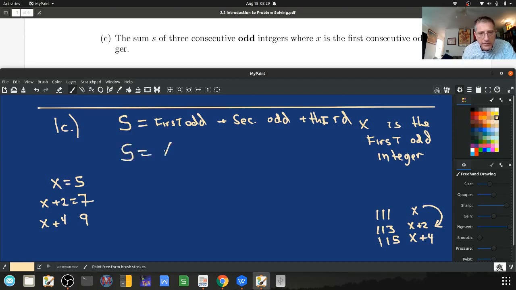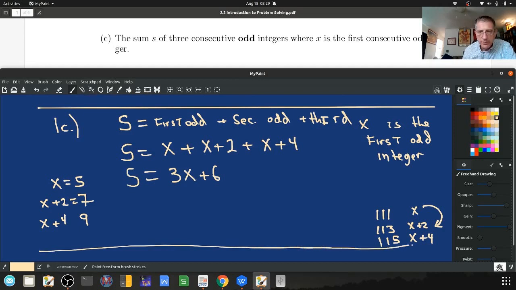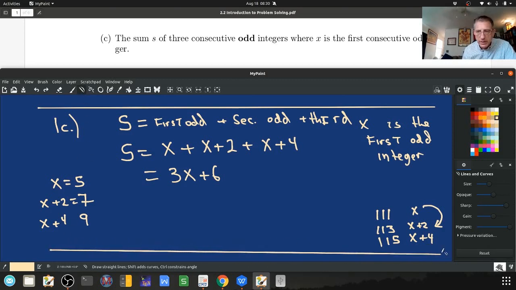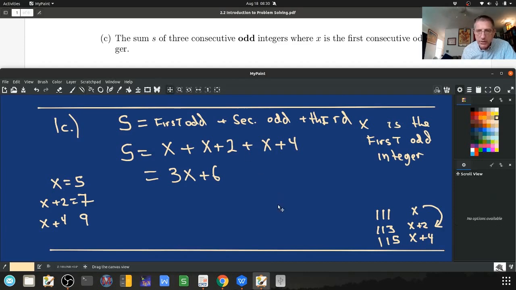S is equal to x plus my second odd integer, x plus 2, and my third, x plus 4. So again, we want to collect like terms and simplify. We have 3 x's this time, and then we have 2 plus 4, which is 6. So our final expression is S is equal to 3x plus 6. Well, that was just terrible. Here, let's do it this way. Might as well use the line drawing tools they give me.